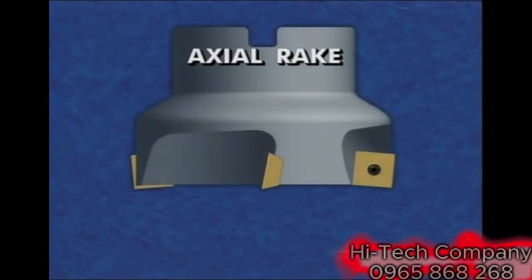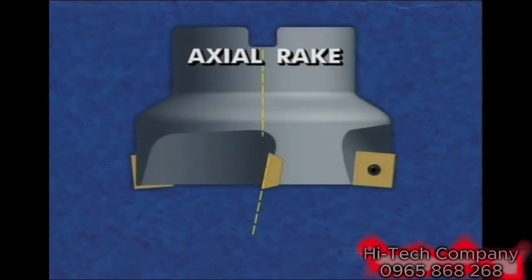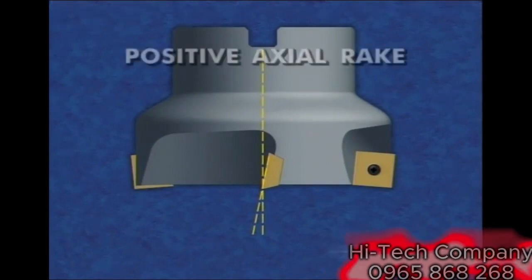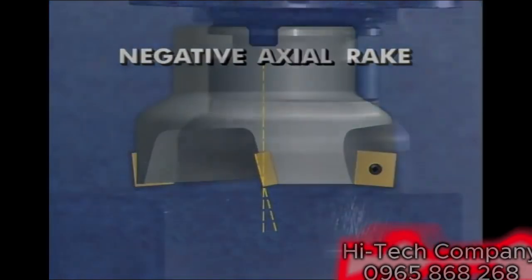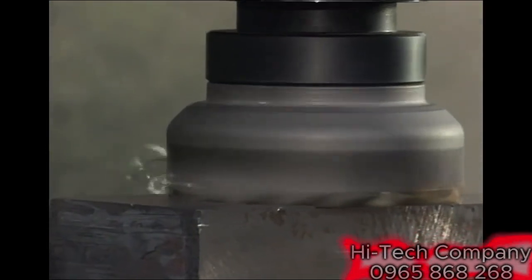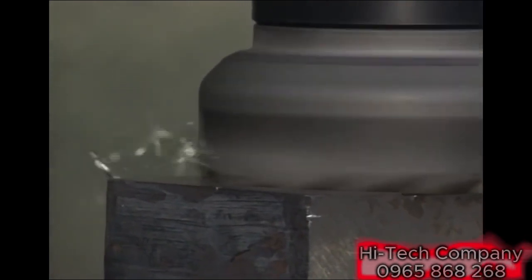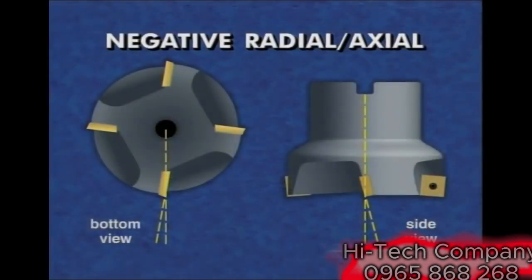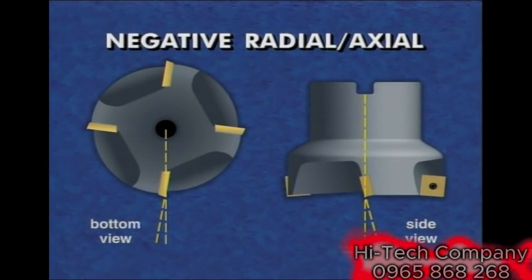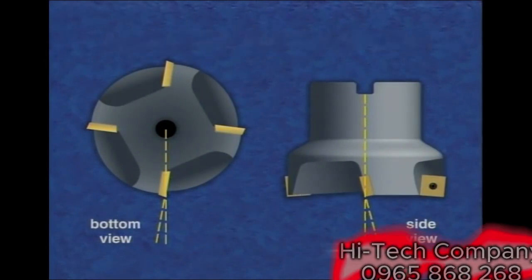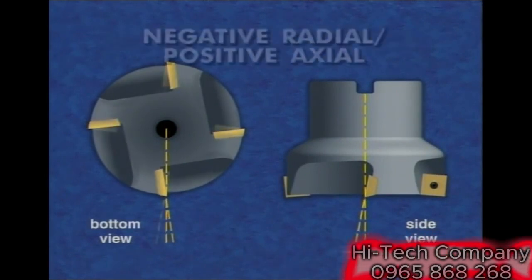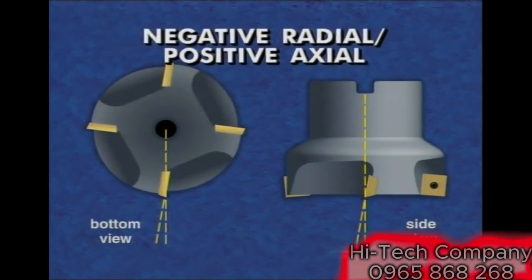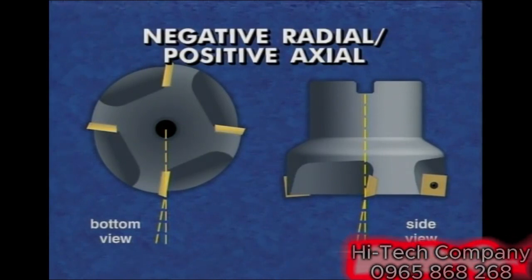The axial rake is the angle measured between the insert face and an axial line or plane, and it may also be positive or negative. The combination of axial and radial rake angles yield 3 geometries of milling cutters: negative radial and axial, which offers the strongest edges but generate the greatest cutting forces; positive radial and axial, which provides the freest cutting; and negative radial, positive axial, which presents a strong edge to the work but pulls the chip up.